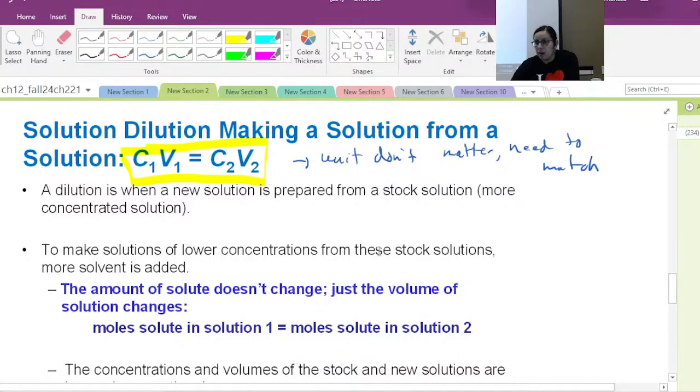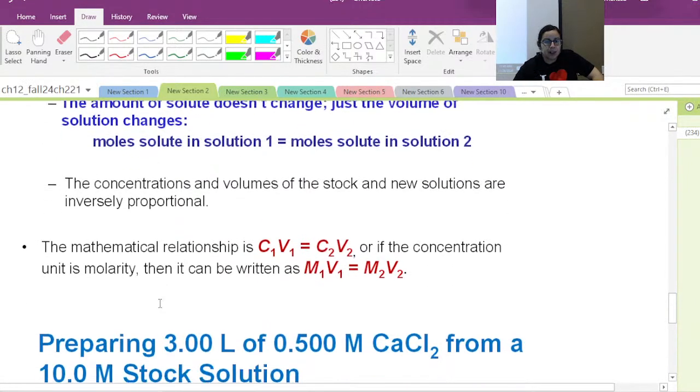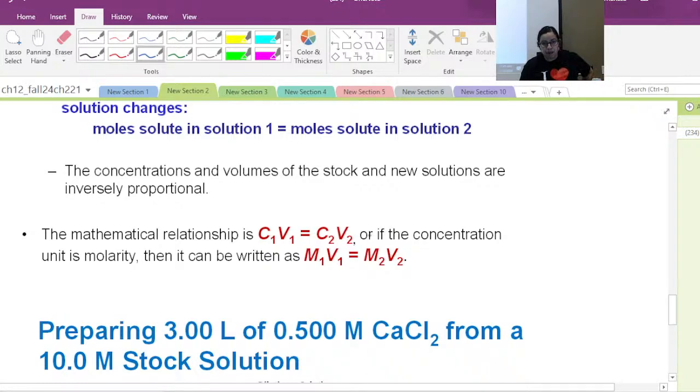Percentages, percent by weight. And so obviously the concentrations and volumes are inversely proportional, but we'll practice the math there. Oftentimes you see it written specifically as M1V1, referring to molarity. But again, I'm emphasizing to y'all that the unit of concentration does not matter. We'll see other units of concentration eventually.